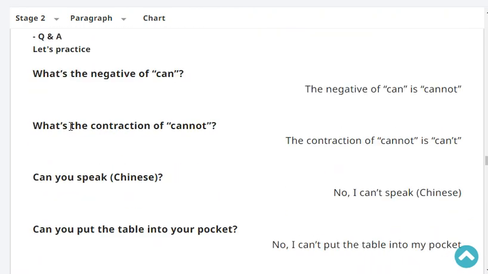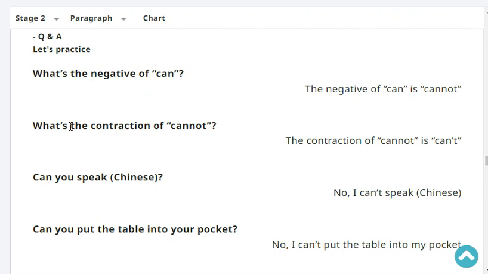What's the negative of can? The negative of can is cannot. The negative of I can is I can't. Oh, wait, it's another one. One more. The negative of can is cannot. What's the contraction of cannot?